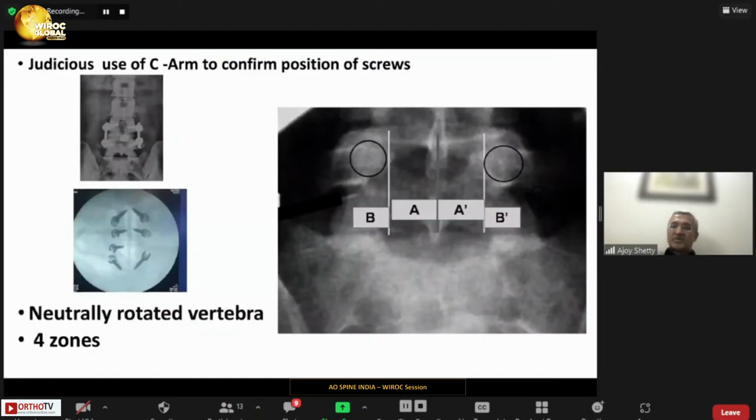Whenever you have planned or performed a pedicle screw fixation, it's important when you visualize to get a neutrally rotated vertebra. You heard in the earlier talks, in Neeraj's talk, about the need for a neutrally rotated vertebra, especially when you're putting in MIS screws. Once you have a neutrally rotated vertebra, you can divide the vertebra into 4 zones. The zone outside the lateral margin of the pedicle becomes zone B. The zone between the medial margin of the pedicle and the midline is zone A, and similarly on the other side.